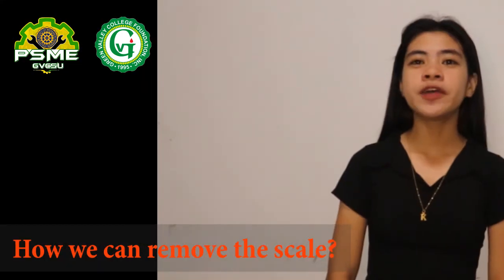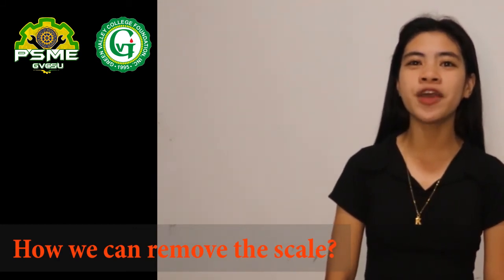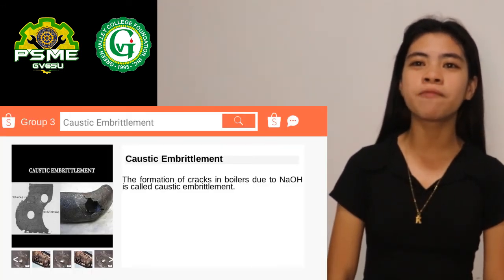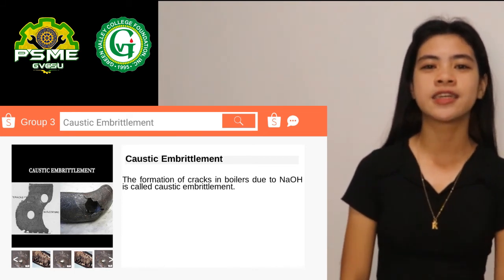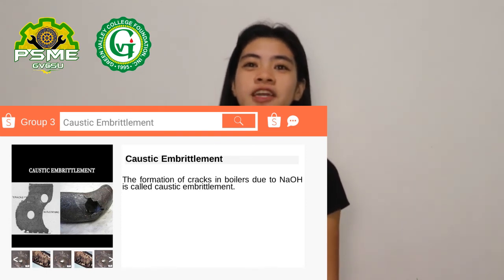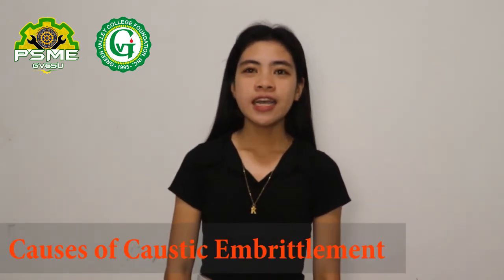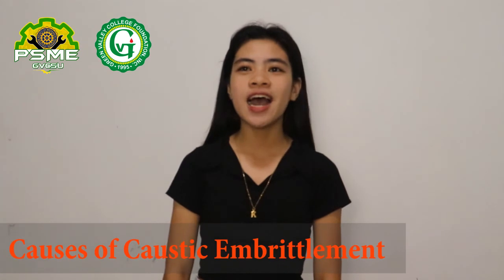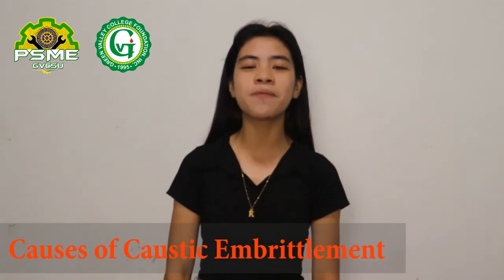Caustic embrittlement is a phenomenon that occurs in boilers where caustic substances accumulate in boiler materials. It can also be described as the cracking of riveted mild steel boiler plates. Caustic embrittlement is also known as stress corrosion cracking. Now let us discuss the causes of caustic embrittlement. Caustic embrittlement is a form of corrosion caused by a high concentration of sodium hydroxide. It is characterized by the formation of irregular cracks on the metal, particularly at places of high local stress, such as bends and joints.